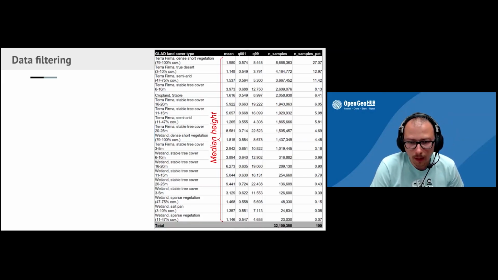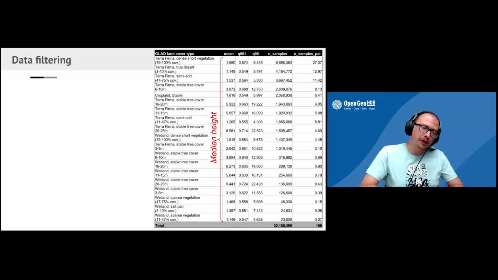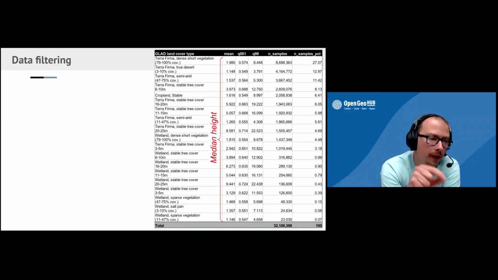Another key process in filtering the points is that our sampling design selected about 32 million points, and that's what we see here at the bottom of this table. All these points, of course, are located in different parts of the planet. For each of these points, we retrieved the land cover according to the GLAD map. Here you can see all the land cover types. Most of the points are located in dense short vegetation, between 79 and 100% coverage. And what we see here is the average value of the median height.